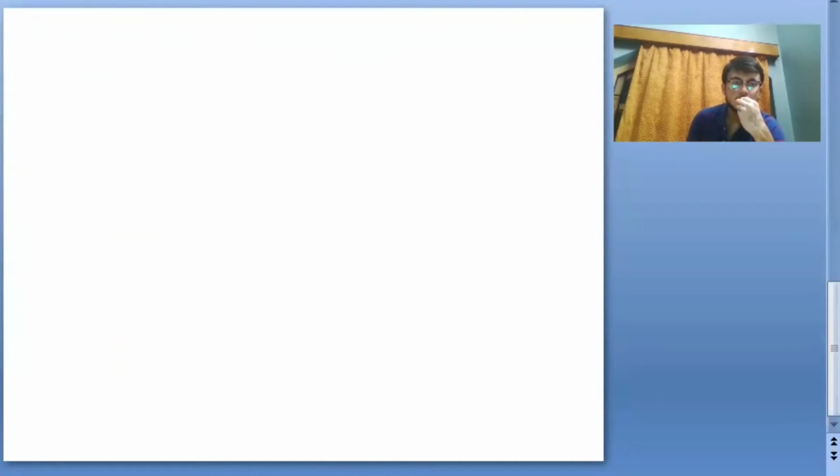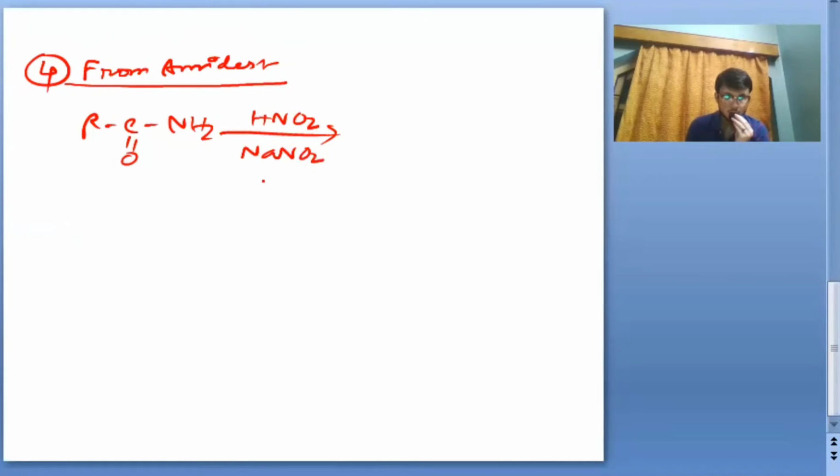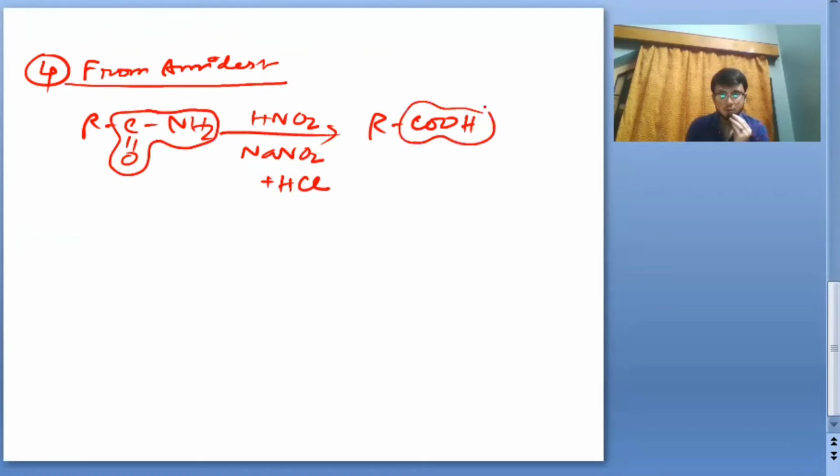Now let us see. So in the fourth case, if we want to derive it from amides. Okay. So let us see what will be the reagent. The reagent will be HNO2, that is NaNO2 solution plus HCl. So it will just give us RCOOH. That means this CONH2 group is being converted into COOH.